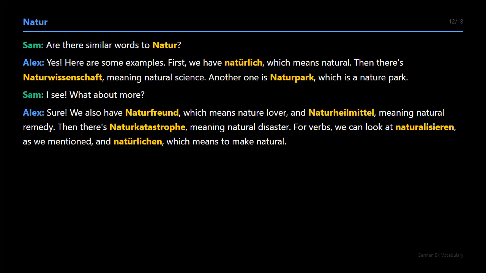I see. What about more? Sure. We also have Naturfreund, which means nature lover, and Naturheilmittel, meaning natural remedy. Then there's Naturkatastrophe, meaning natural disaster. For verbs, we can look at naturalisieren, as we mentioned, and natürlichen, which means to make natural.